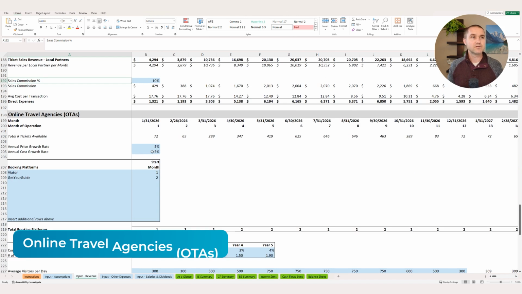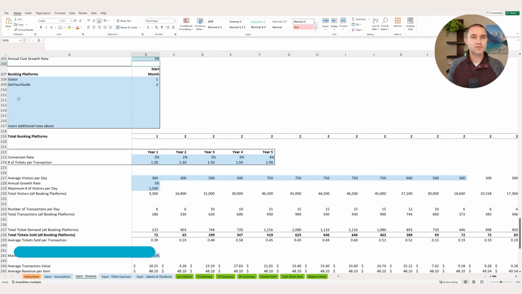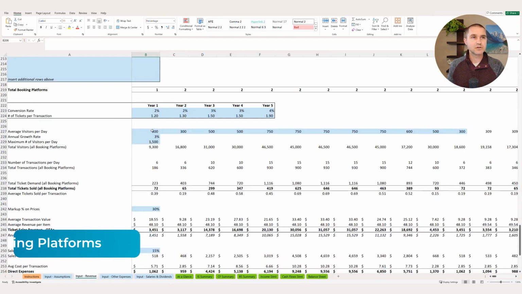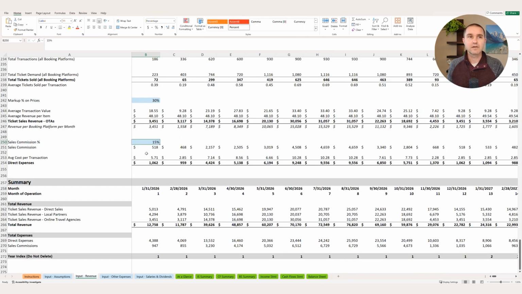And then we have online travel agents. So other partners online that could be selling, set that 3% price increase again. You could put your different booking platforms here, conversion rate on those platforms, how many visitors those platforms are getting per day, and so on, and what the sales commission would look like for those online booking or online travel agencies. Okay, that is it on the revenue.